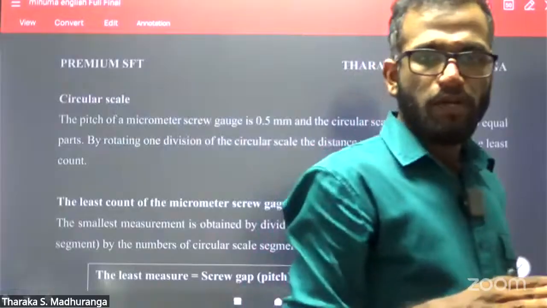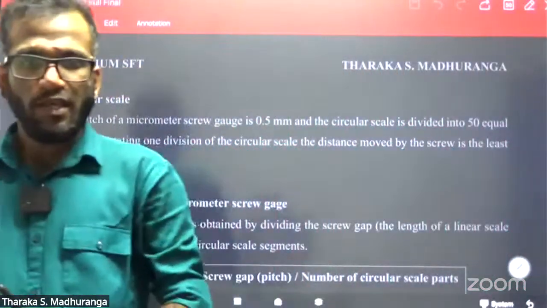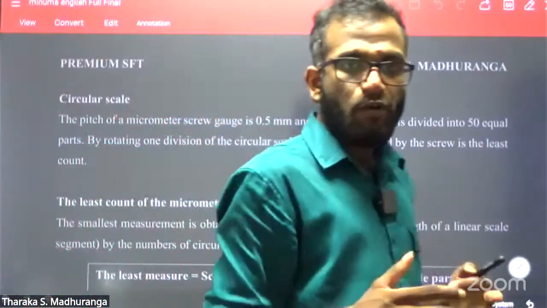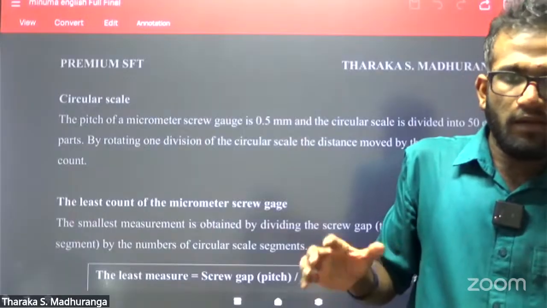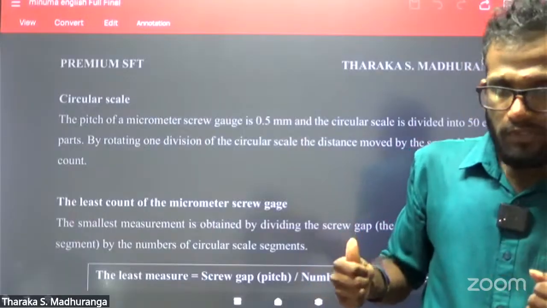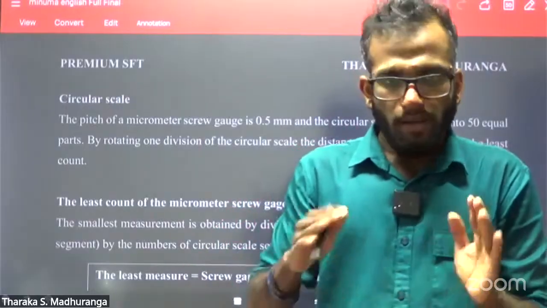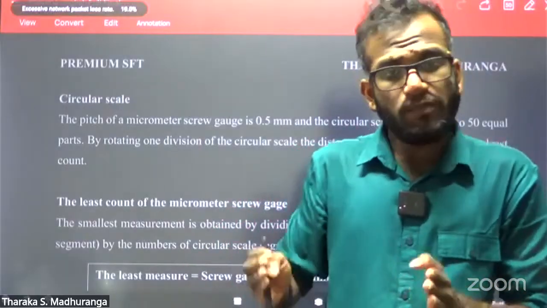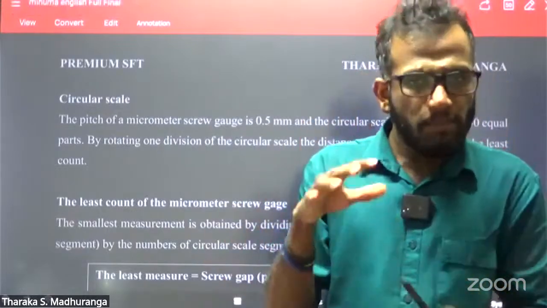Last day we already discussed parts of the micrometer screw gauge and their functions, and how we use it. I will give you a small summary. In this lesson, we are mainly discussing measuring instruments: length measuring instruments, mass measuring instruments, and time measuring instruments. Now we are doing length measuring instruments.